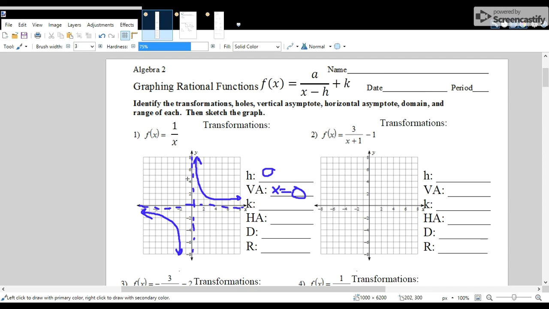Your k, there's no k here, so it's just 0. Your horizontal asymptote then is y equals 0.